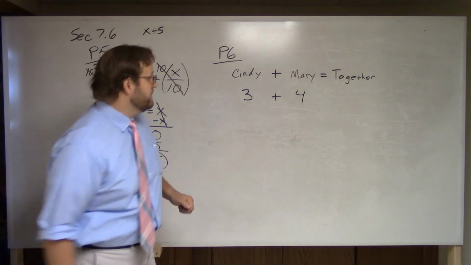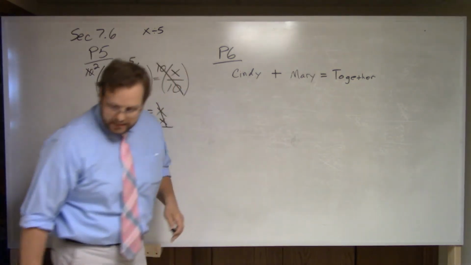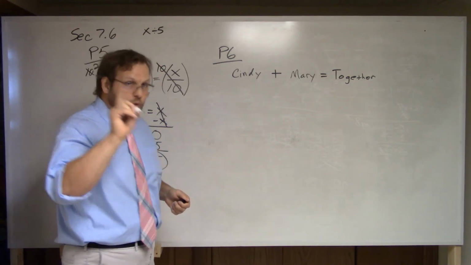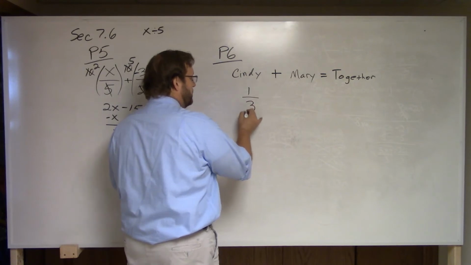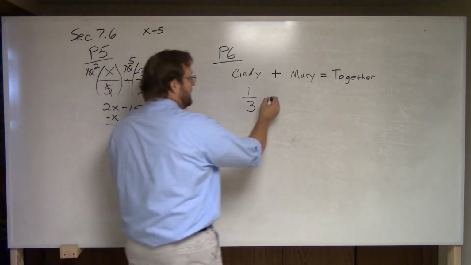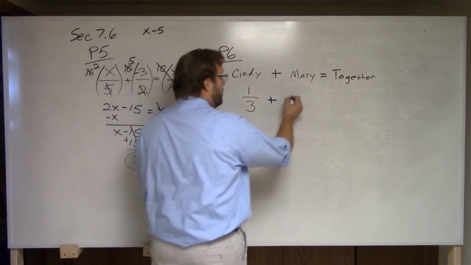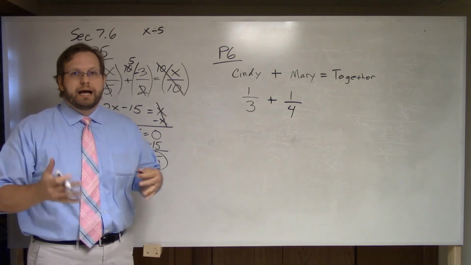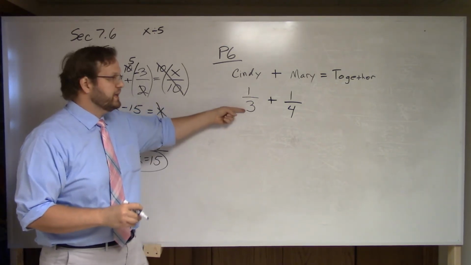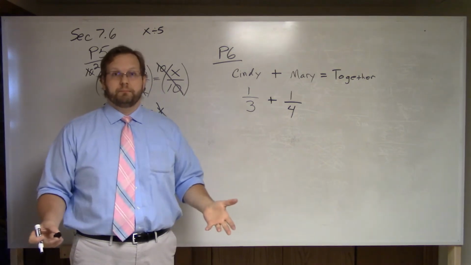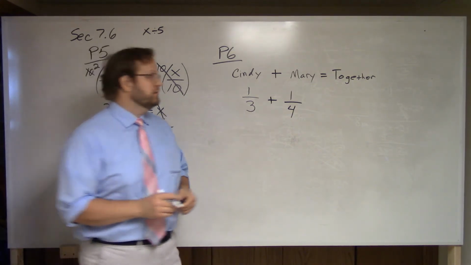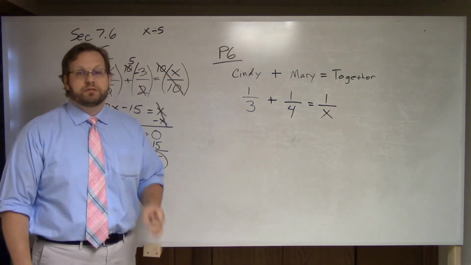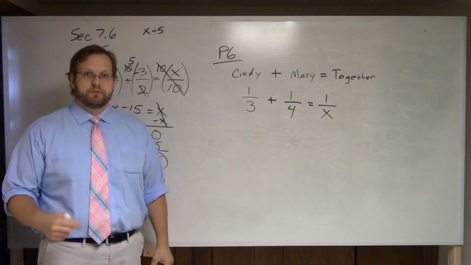So instead of 3 and 4, watch how I'm going to write this. If Cindy can do the job in 3 hours, that means per hour, in 1 hour, 1/3 of the job is done. Same thing with Mary. If it takes her 4 hours, in 1 hour, 1/4 of the job will be done. Look at how I built that. I just did 1 over the time, 1 over the time, 1 over the time. That's it. How long is it going to take them to do it together? 1 over, I don't know what time. There's nothing more to it than that. 1 over the time, 1 over the time, 1 over the time.